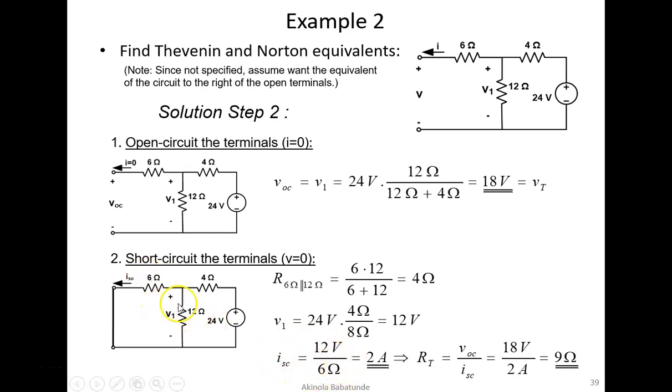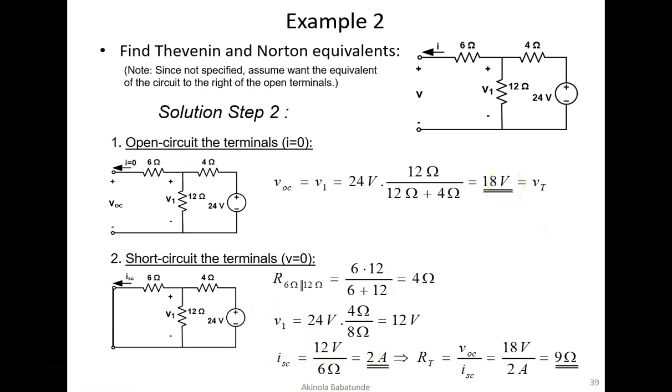Don't forget that 6 ohms and 12 ohms are in parallel. And when they're in parallel, it simply means that the voltage across both of them is going to be the same. Hence, we have I short circuit equal to 12 volts divided by 6 ohms, which will give us 2 amperes. So our I short circuit is equal to 2 amperes. Our V open circuit, we obtained to be equal to 18 volts.